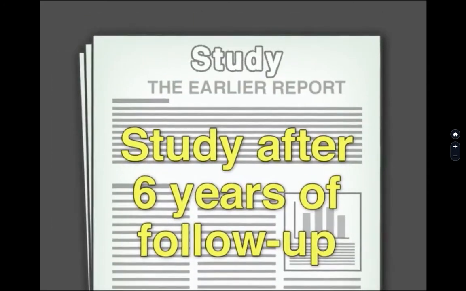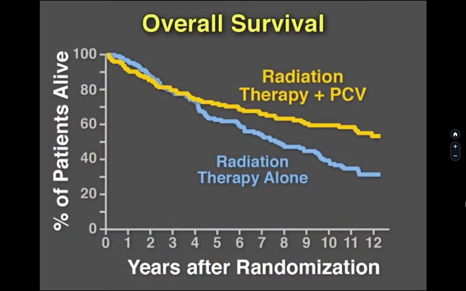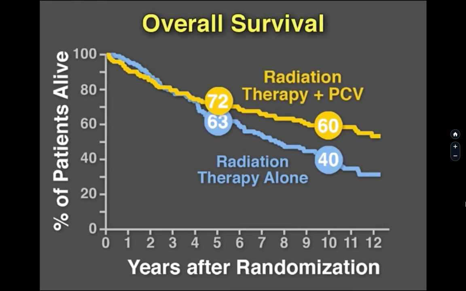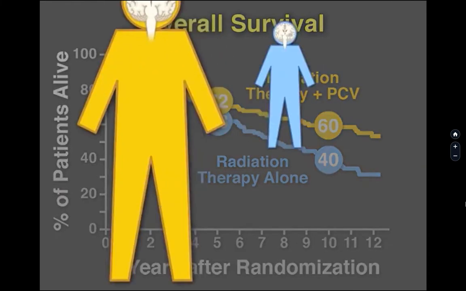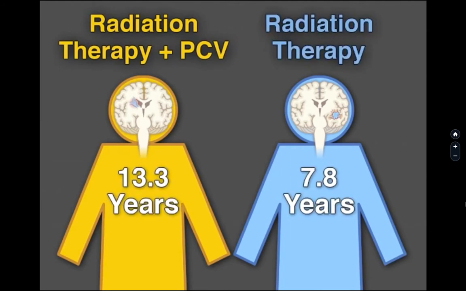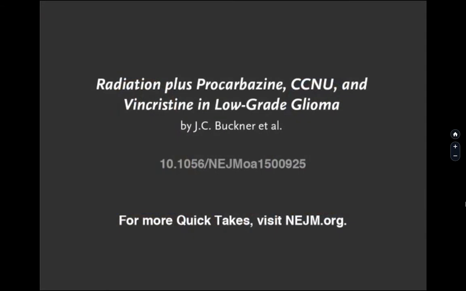But in contrast to the earlier results, the current results with longer follow-up show that patients who received combination chemotherapy also had significantly longer overall survival than those treated with radiation alone. The 5-year and 10-year rates of overall survival were significantly higher in those who received combination chemotherapy. Thus, patients with grade 2 glioma who received radiation therapy followed by 6 cycles of combination chemotherapy lived significantly longer than those who received radiation therapy alone. Full study results are available at nejm.org.